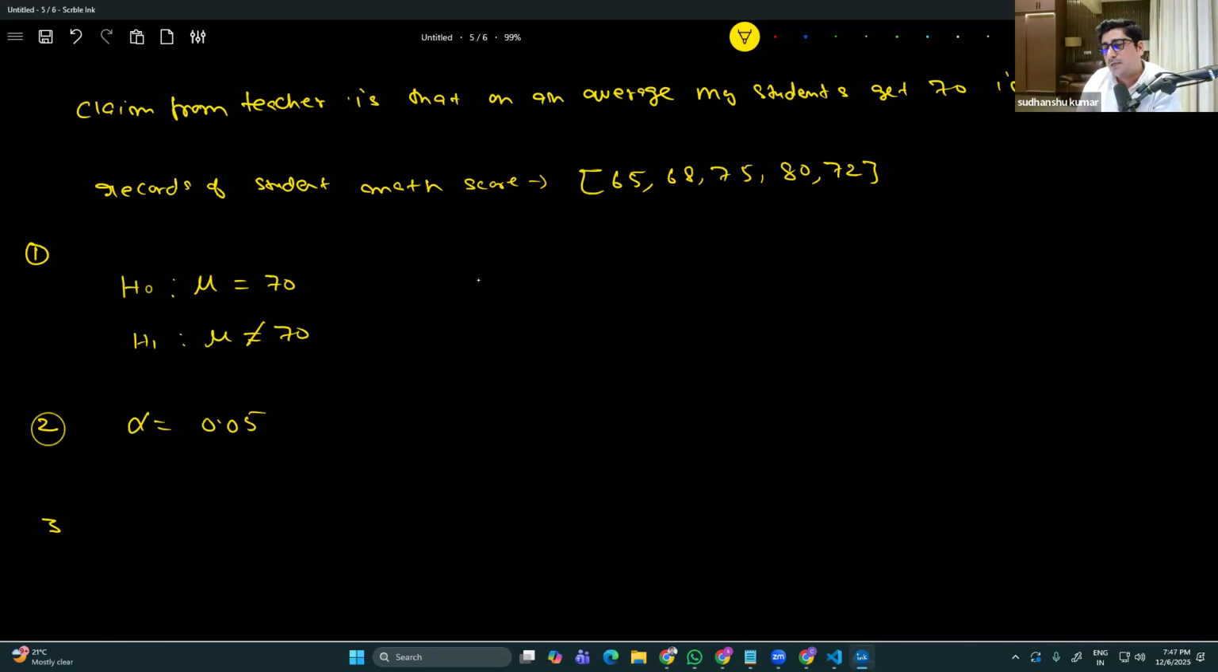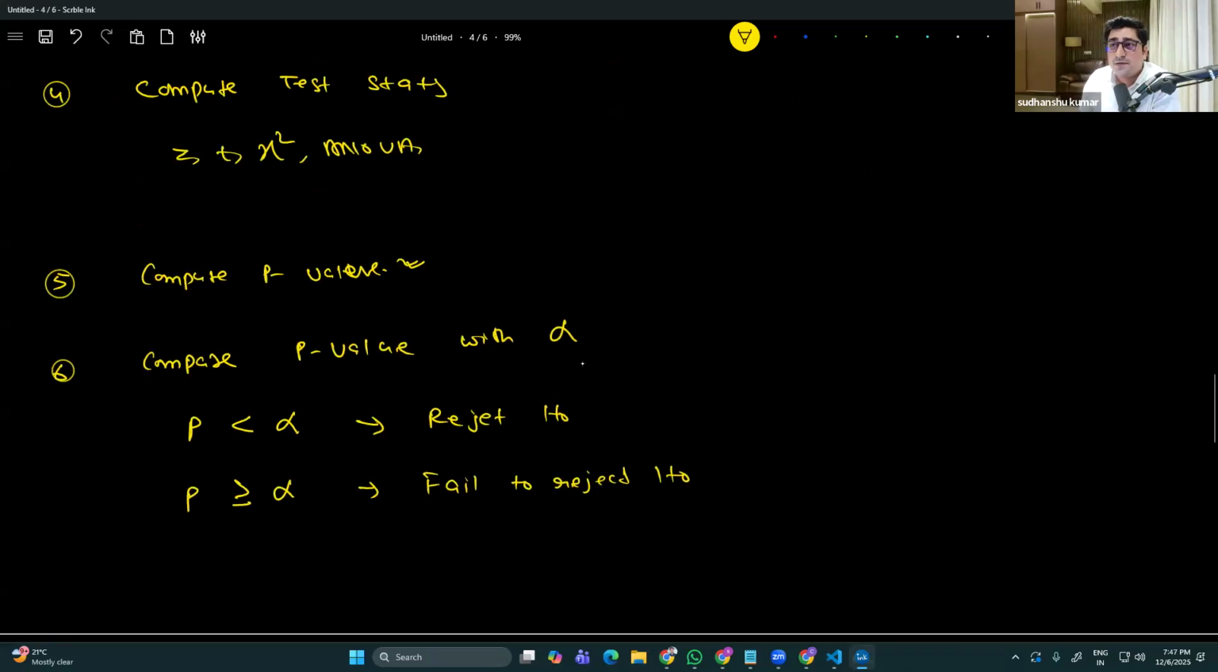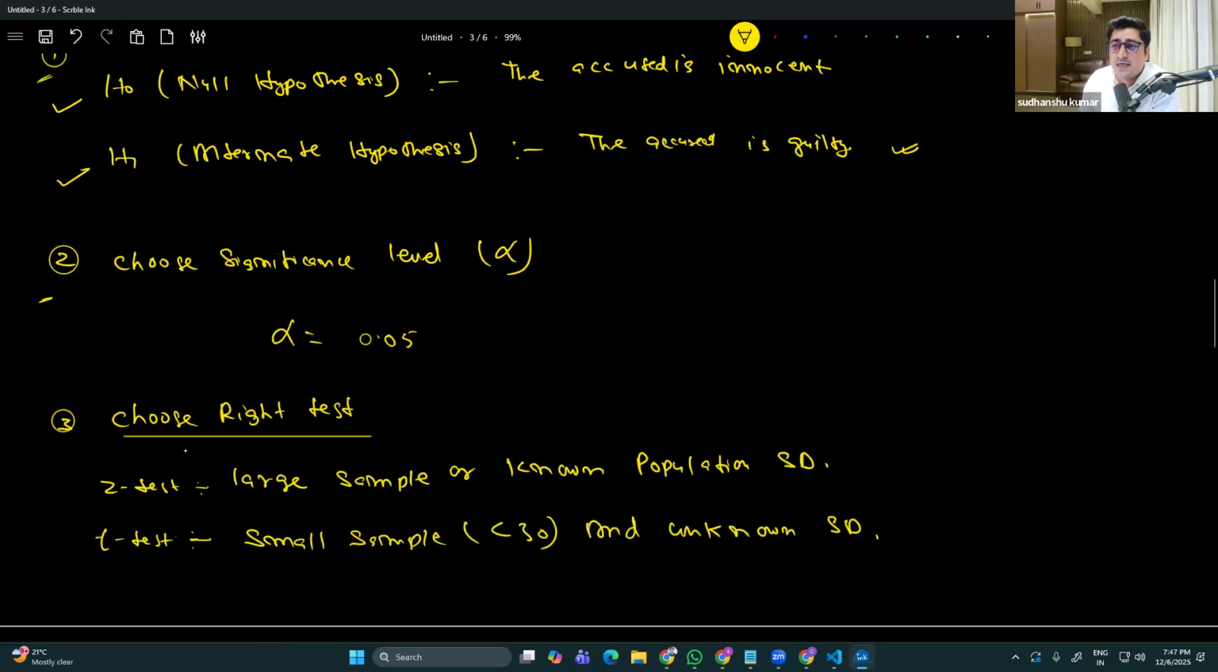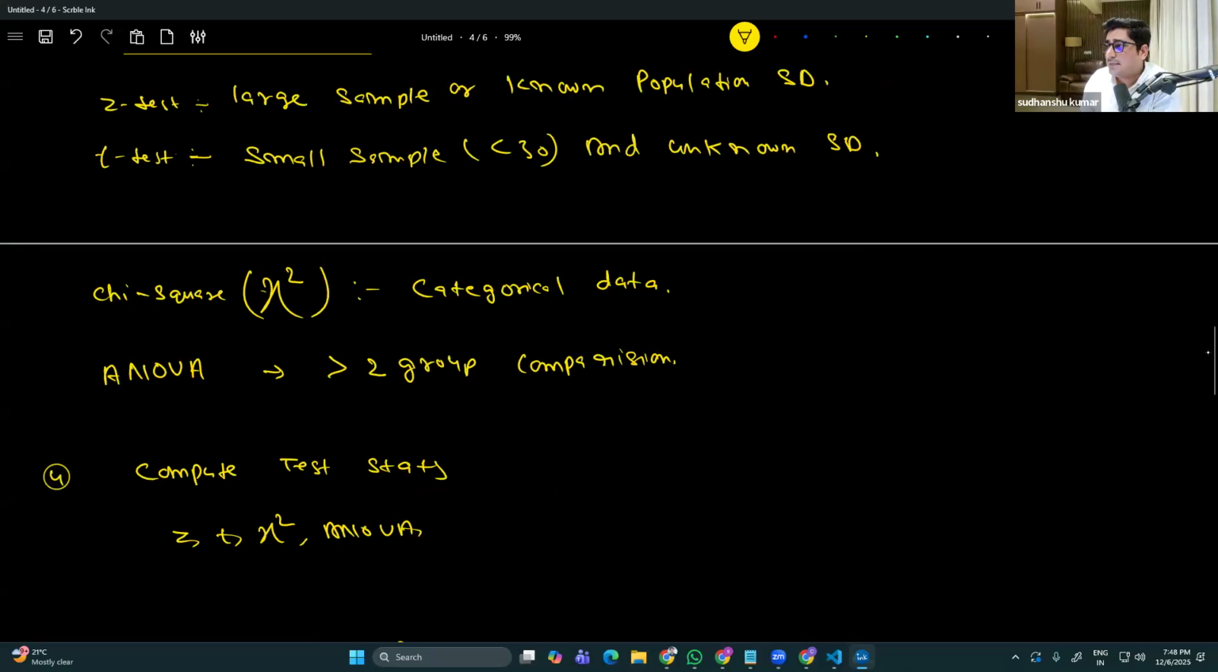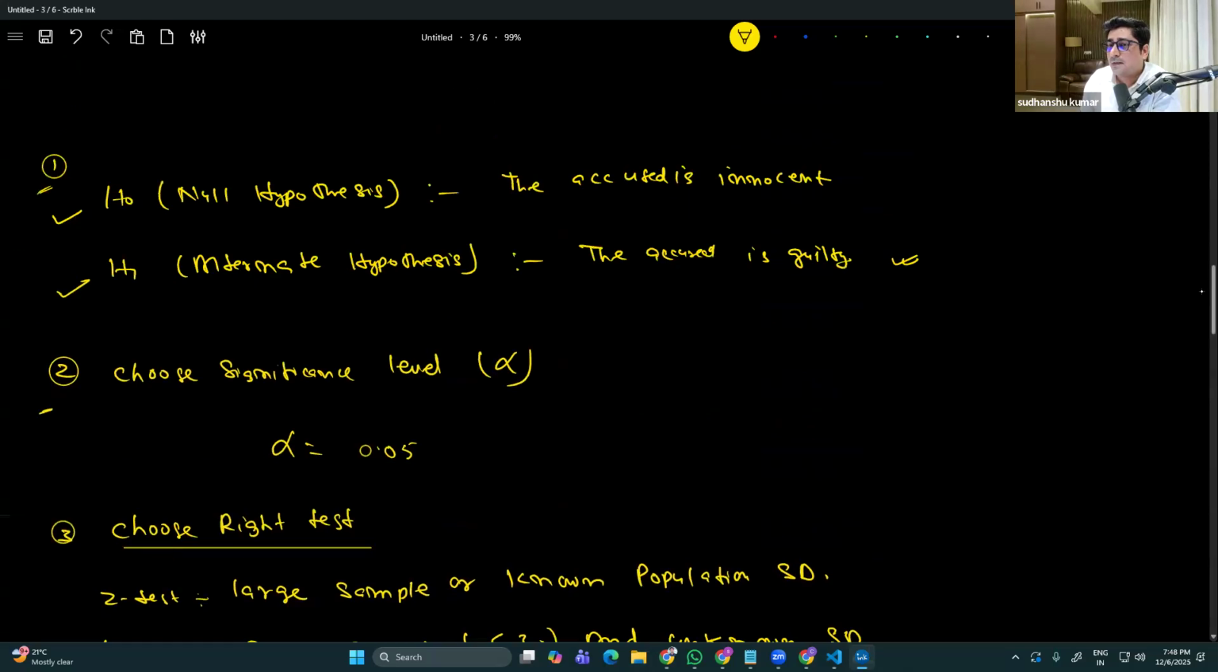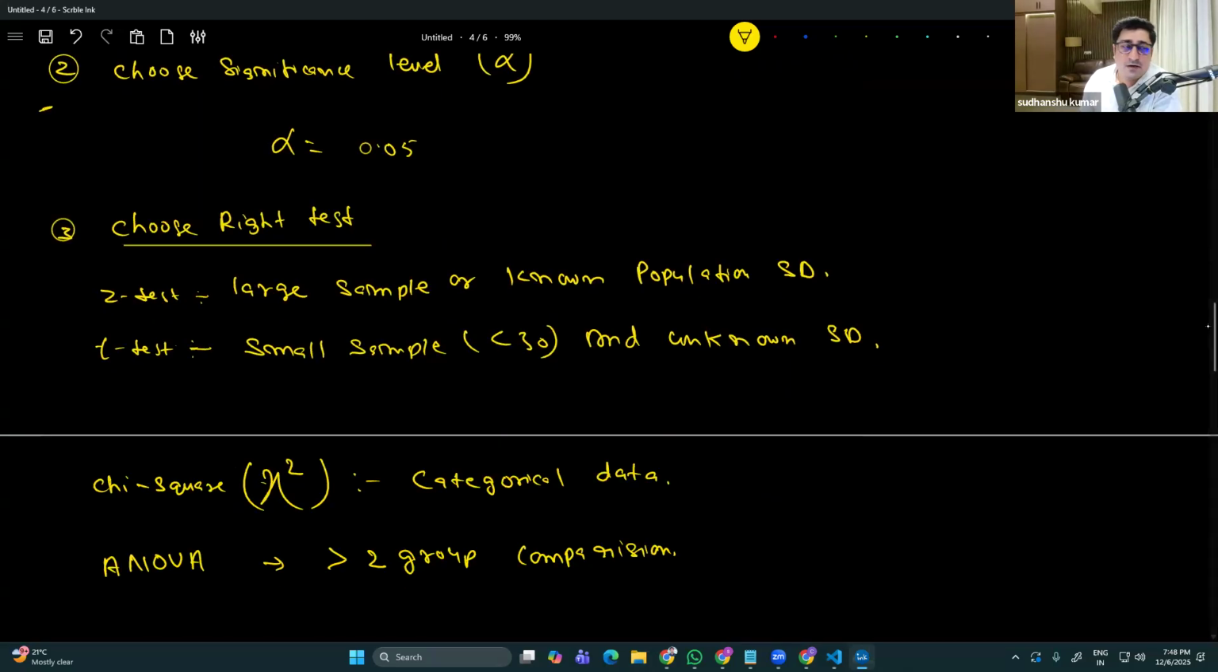Now, third one, step number 3. What does step number 3 say? Step number 3 says that you have to choose the right test. So which test am I supposed to choose, guys? Z test, T test, chi-square, or ANOVA.